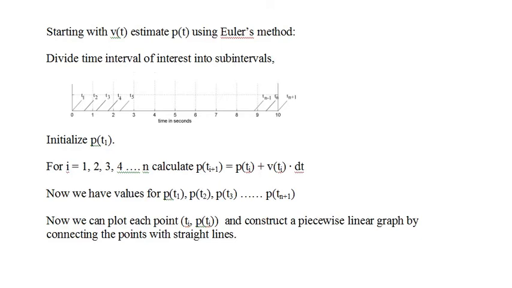Now we have values for p of t1, p of t2, p of t3, up to p of tn plus 1, and we can graph them by plotting the points and connecting them with straight lines to get a piecewise linear graph. This method is known as Euler's method for computing solutions to differential equations, and was first noted by Leonhard Euler, a very famous Swiss mathematician, in the 1700s. Now we want to automate this method, and write a MATLAB program to perform the computations.